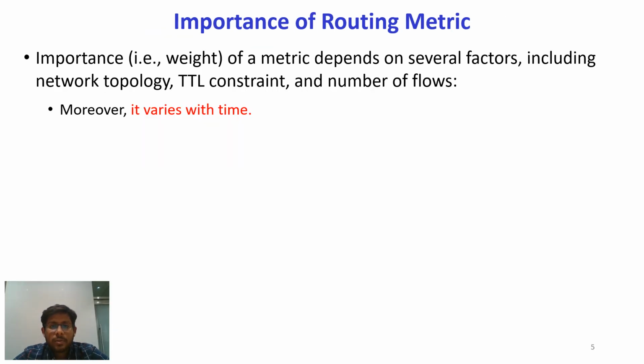The importance of a metric depends on several factors, including network topology, TTL constraint, and the number of flows. Moreover, it varies with time. This makes the problem very difficult because we cannot have one weight combination which can be used for all the different network scenarios. And since it is evolving with time, can we actually use the weight combination?